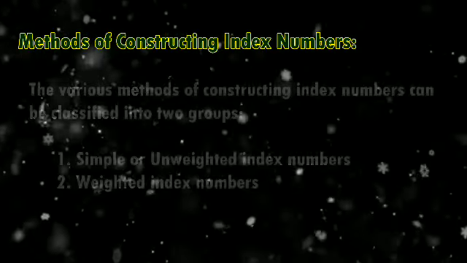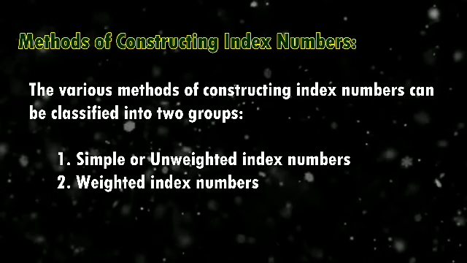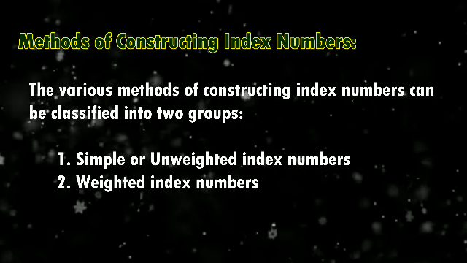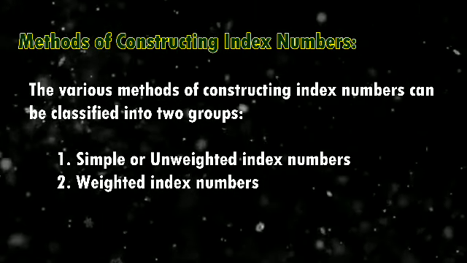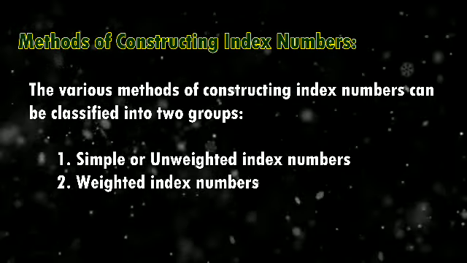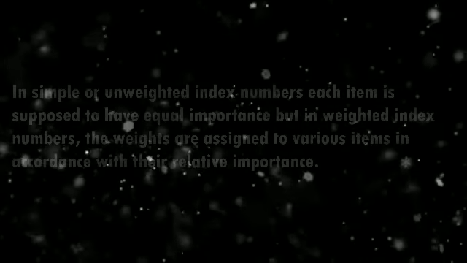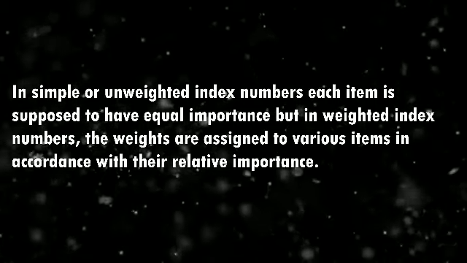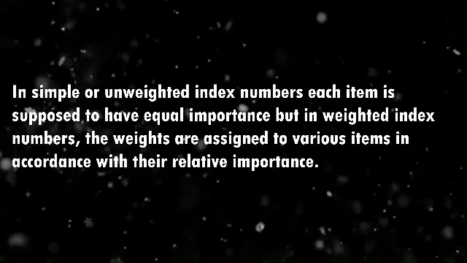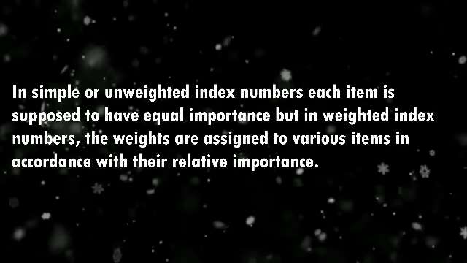The next concept, methods of constructing index numbers. The various methods of constructing index numbers can be classified into two groups. First one, simple or unweighted index numbers. Second one, weighted index numbers. In simple or unweighted index numbers, each item is supposed to have equal importance. But in weighted index numbers, the weights are assigned to various items in accordance with their relative importance.